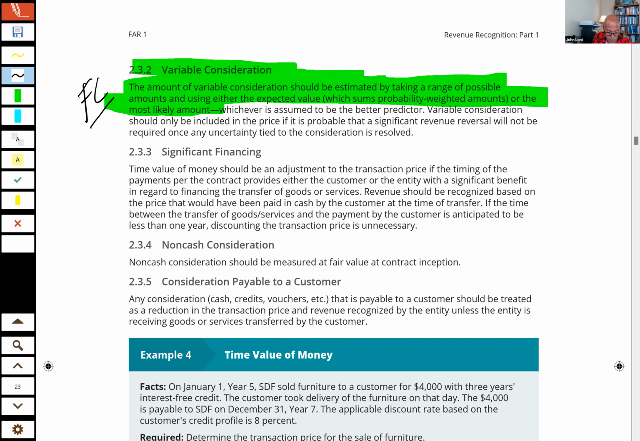If there is significant financing, you have to use the time value of money to adjust the transaction price. So let's just go ahead and point down right now.